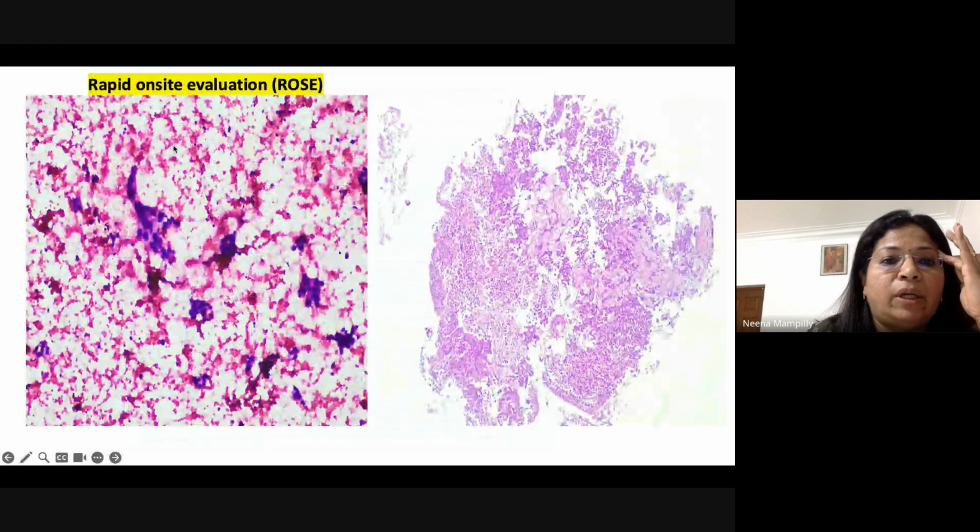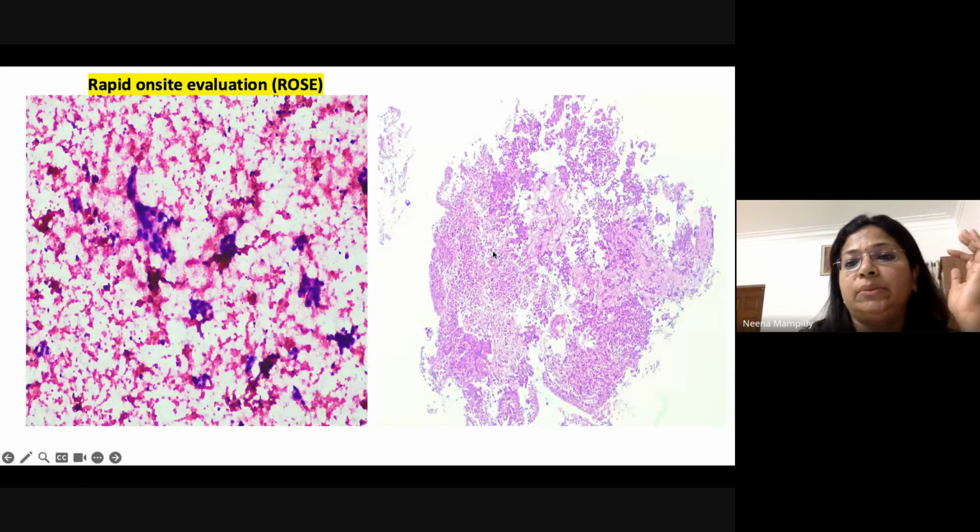This is one of our cases. You can see this is an H&E. We do a rapid H&E. You can see it's very much adequate for the non-small cell carcinoma. This is the biopsy.